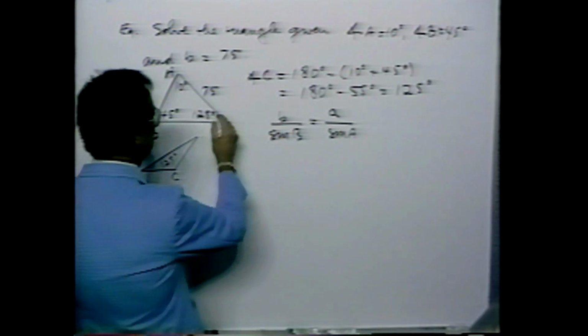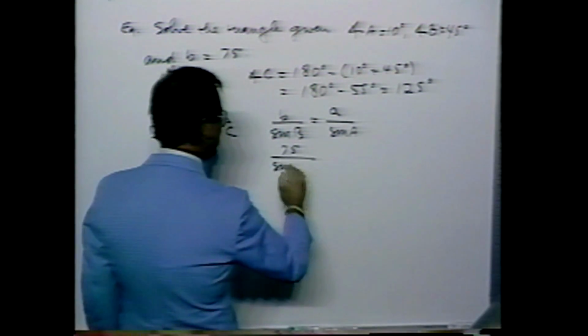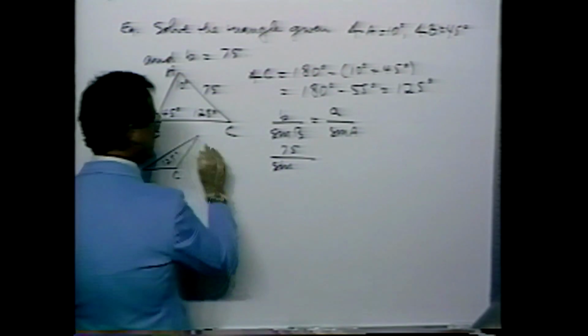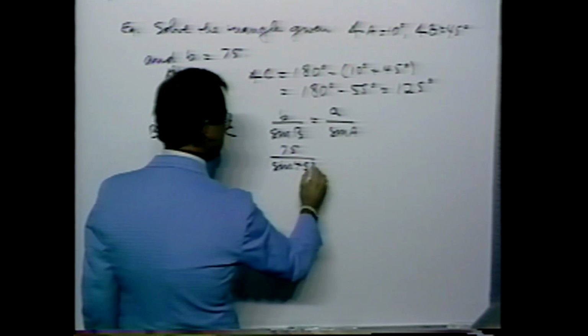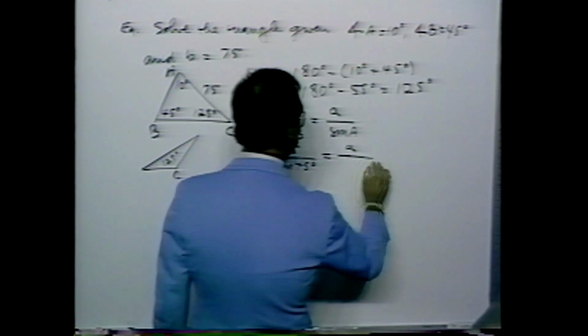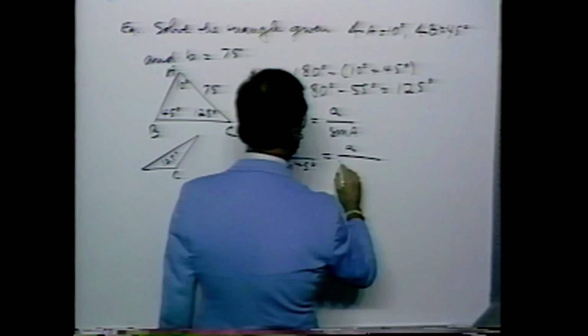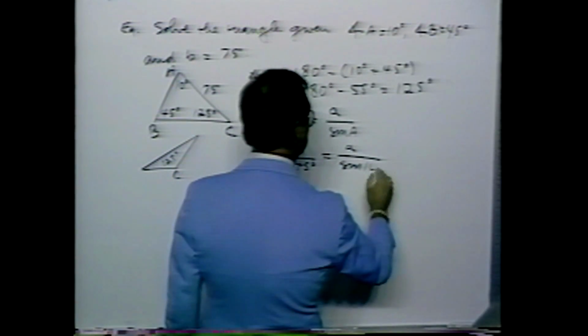b is the quantity 75. Capital B, the angle, is equal to 45 degrees. That'll equal a, a quantity that is not known, divided by the sine of A, and capital A is 10 degrees. That'll be the sine of 10 degrees.